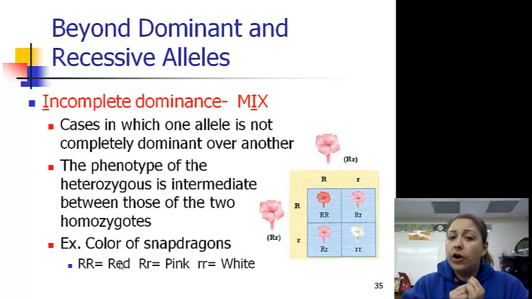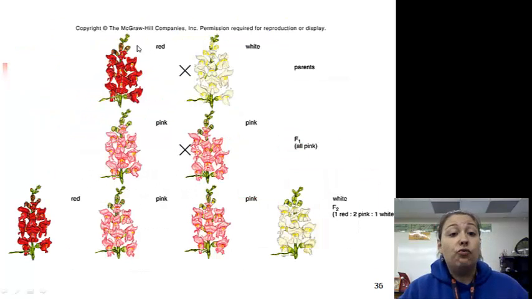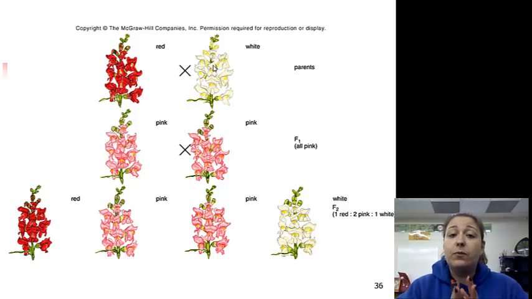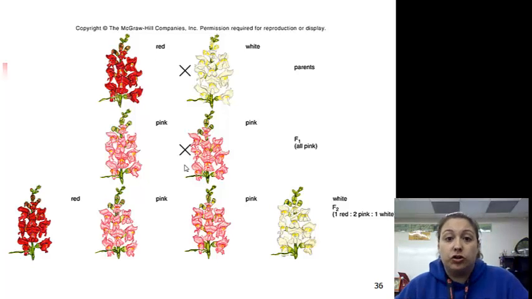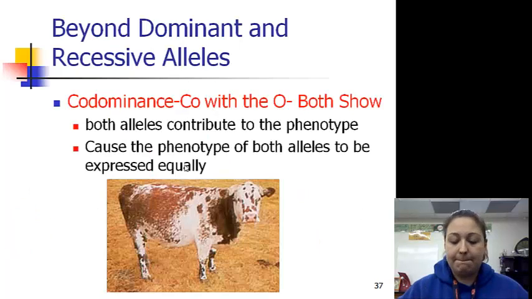So big R, little r is pink. So again, if we take a red, which is big R, and we take a white, which is little r, and we mix them, we find out that we have big R, little r, which is going to be pink, an intermediate color, or a mixture. So incomplete is mix, I with the I.